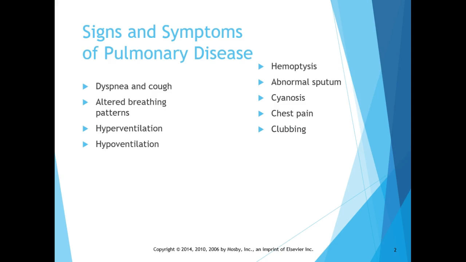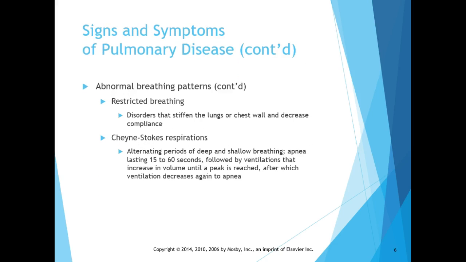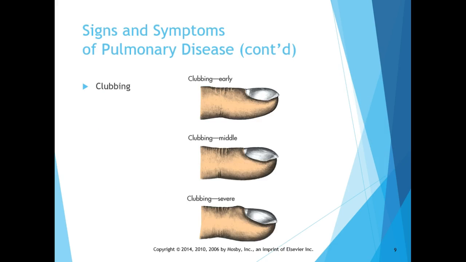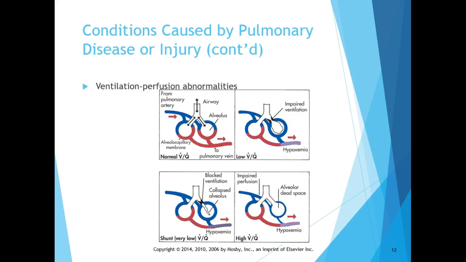Okay, so the first 10-11 slides go over signs and symptoms of pulmonary disease. This should be a review to you. If it's not, please look at this information. Slide 12 goes over VQ abnormalities, or what's called a VQ mismatch. Anytime there's a VQ mismatch, either low or high, you're going to have hypoxia.